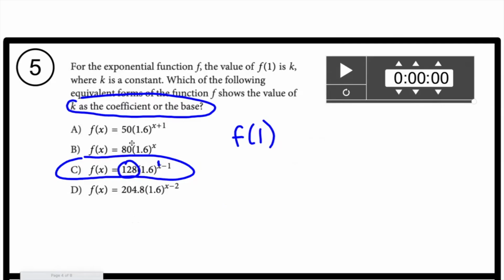Something like B, you would get 80 times 1.6, which is not 80 or 1.6. So they want f of 1 to be a number that's in the problem. And the only way for that to make sense for an exponential problem is if you make the exponent 0. Okay, that makes sense. So you can definitely plug it in for all of them, but the easiest way is to recognize something like this. You want the exponent to be 0. Okay, got it. Thank you.